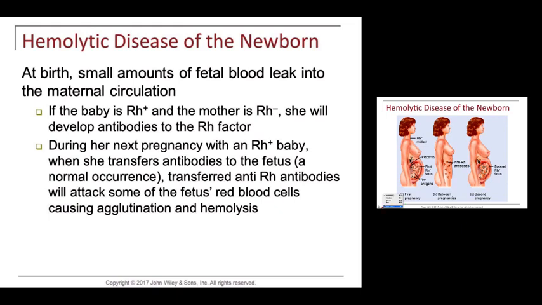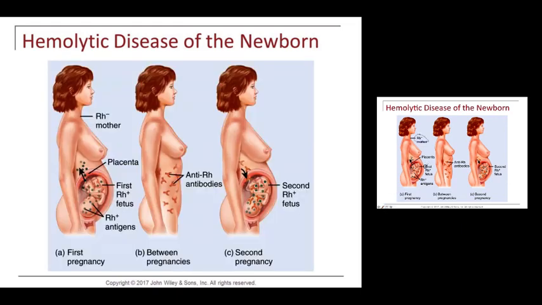So here on the left, the mom is Rh negative, the first baby is Rh positive. And when she delivers, there's going to be this exchange of blood that goes on. When the baby is delivered and there's this exchange between the Rh negative mother and the Rh positive baby, there are going to be Rh positive antigens that the mother is going to produce antibodies against. And that's what these are. Now, if the mother gets pregnant a second time, that's when these antibodies are going to attack the baby and destroy the red blood cells.